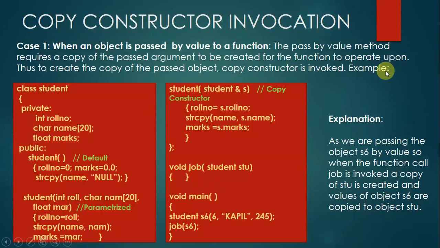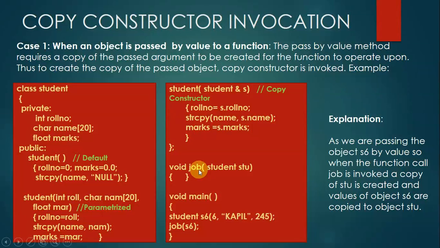So let us see this by an example. Suppose we have a class student here again. Again the same thing. I have declared all the 3 types of constructors here: the default constructor, the parametrized constructor, and the copy constructor, the same way which we did in the earlier program. Now my class has ended here.